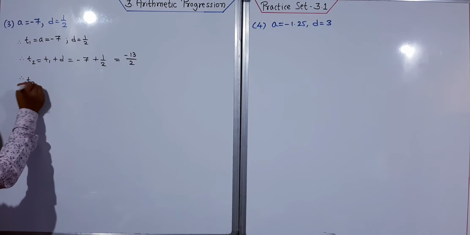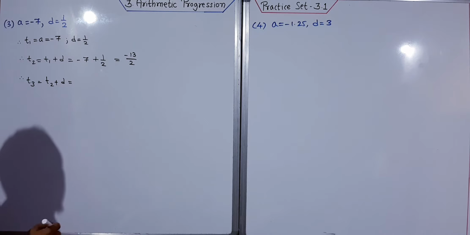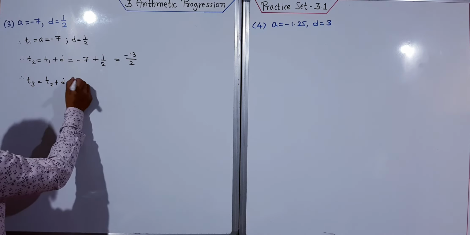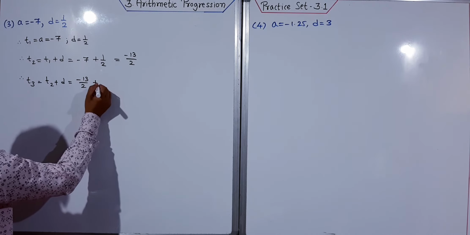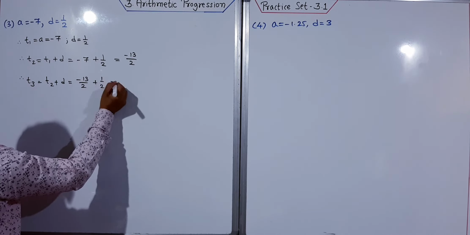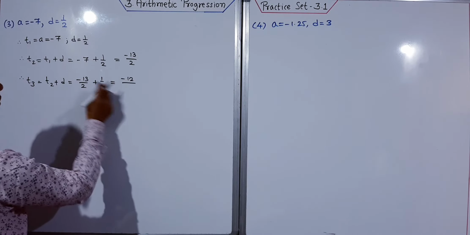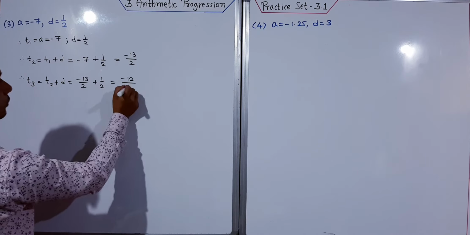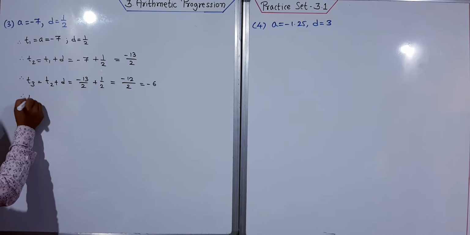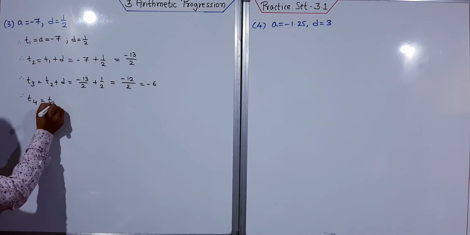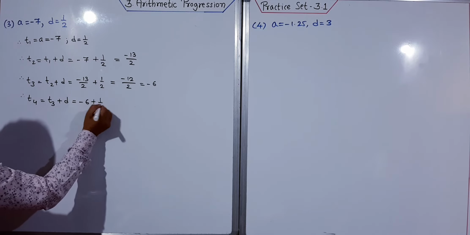And T3, I know that T3 is T2 plus D. So now I will write T2, what is T2? Minus 13 by 2 plus 1 half. So minus 13 plus 1 gives minus 12, and this will be 2, so I will get minus 6. And one more term I will find out, T4, which is T3 plus D. T3 is minus 6 plus 1 half.